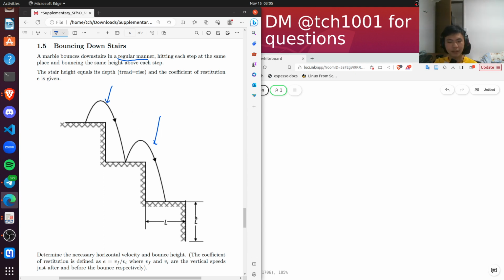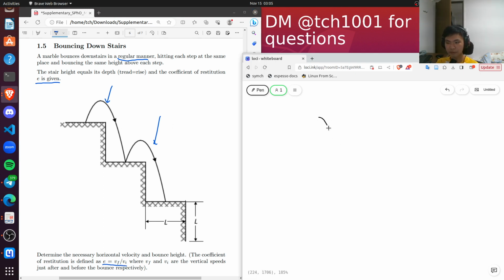Both of them are L, so it's a square kind of staircase, and we're given the coefficient of restitution. In the question, they say the coefficient of restitution is Vf over Vi. So suppose the object is falling down here and it will have some initial velocity. Vi is the velocity right before it hits the ground. After it hits the ground, it's going to lose some of its kinetic energy in the form of heat and sound.